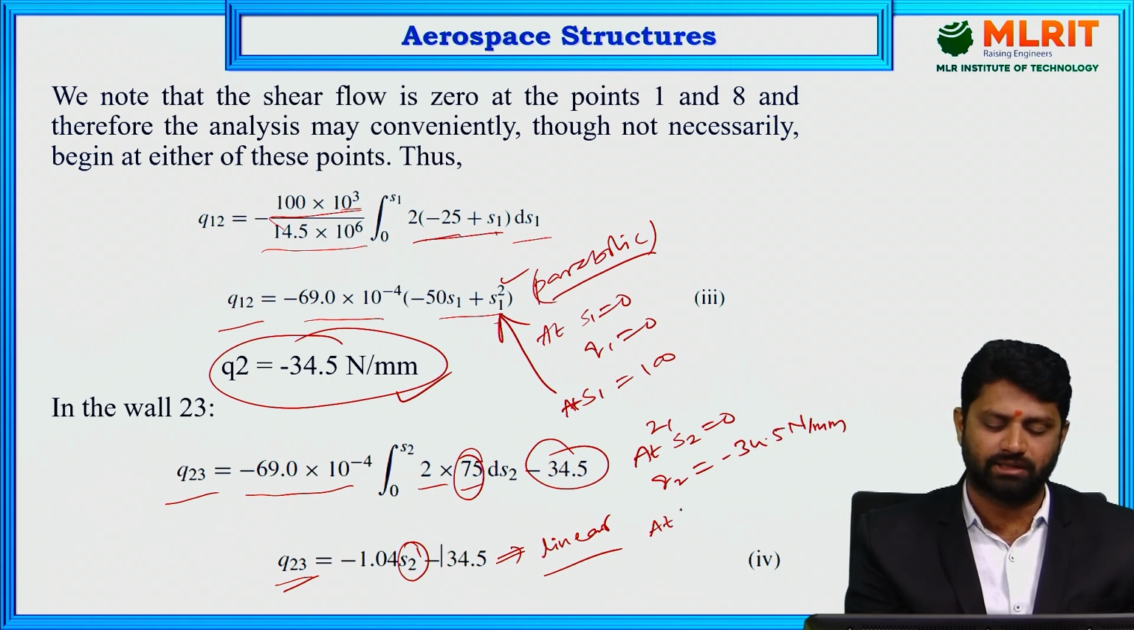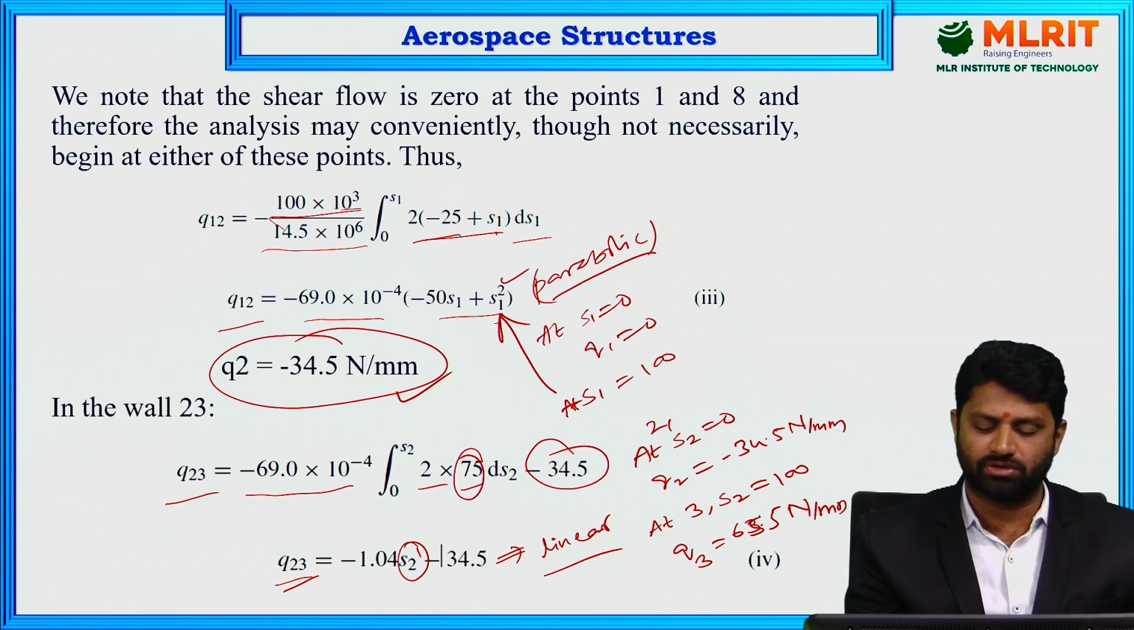Now at 3, S2 is equal to 100 mm, and when you substitute in this 1.04 into 100, you are going to get 104 minus 34.5, then you are going to get Q3 equals to 65.5 Newton per mm. So that is what you are going to get, Q3 value is 65.5 Newton per mm.